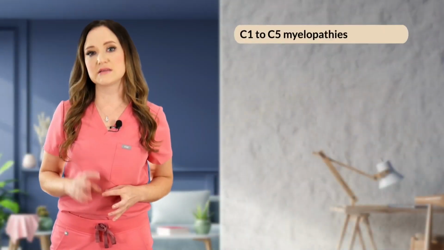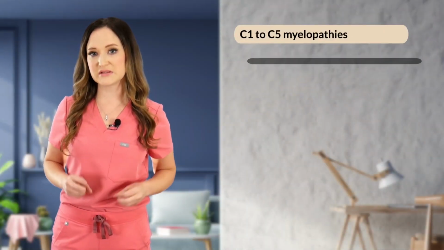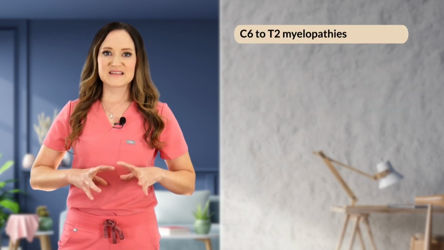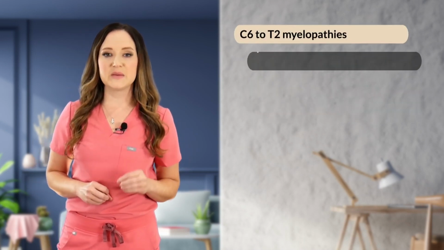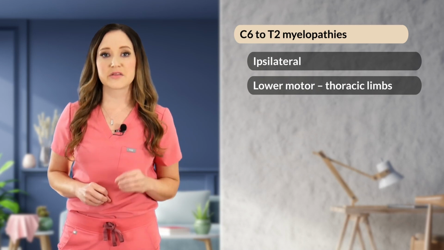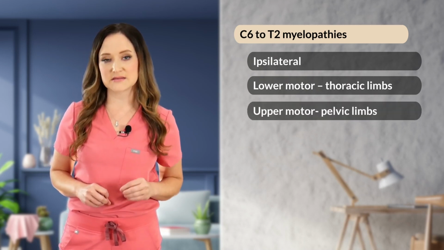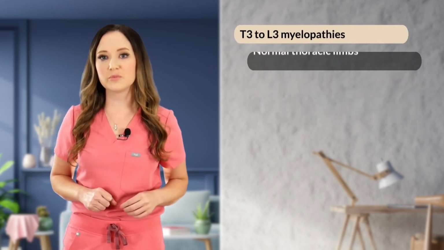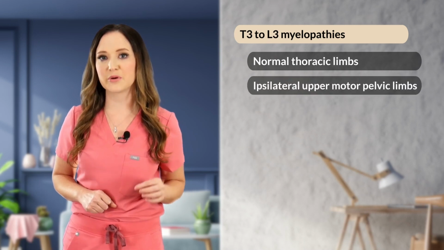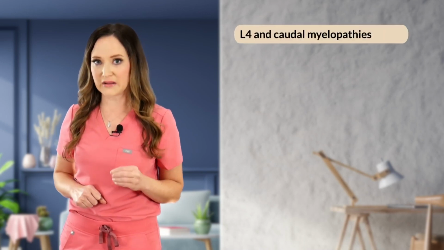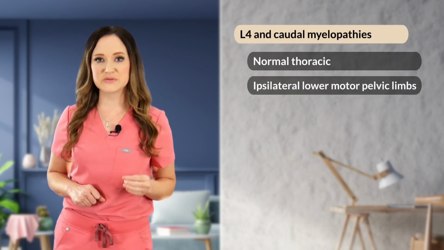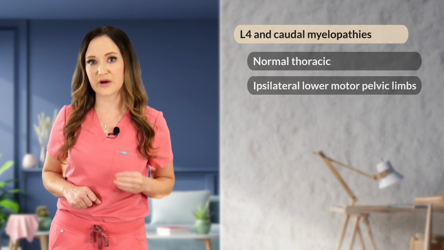In C1 to C5 myelopathies, patients have ipsilateral upper motor neuron signs in the thoracic and pelvic limbs. In C6 to T2 myelopathies, patients exhibit ipsilateral lower motor neuron signs to the thoracic limbs and upper motor neuron signs to the pelvic limbs. With a T3 to L3 myelopathy, a patient will have normal thoracic limbs, ipsilateral upper motor neuron signs to the pelvic limbs. In a L4 and caudal myelopathy, so L4 and down the spinal cord, patients have normal thoracic limbs, ipsilateral lower motor neuron signs to the pelvic limbs.